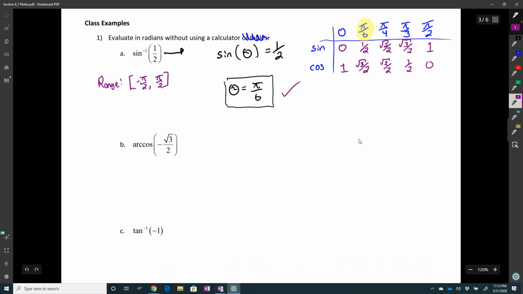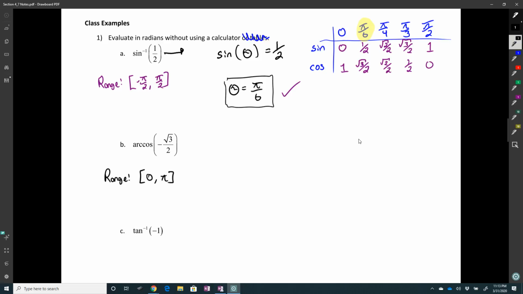Arc cosine of negative square root of 3 over 2. So here, my range for this one, this is cosine, the range is from 0 to pi. So the answer that I give has to be between 0 and pi. Okay, so negative square root of 3 over 2. Well, for cosine, you can see that there's square root of 3 over 2. And the answer can't be negative, so we can't say negative pi over 6. That's the biggest mistake people will make.